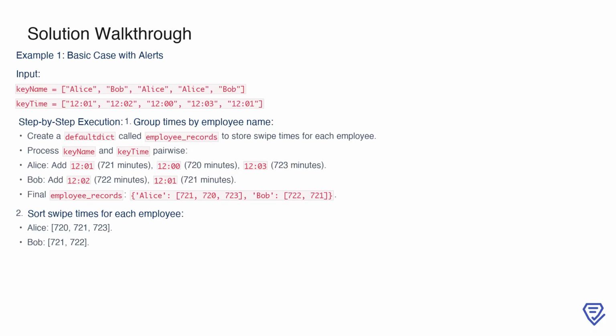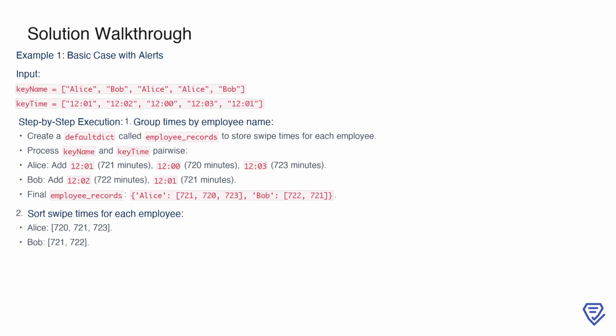To solve this problem, the first step is to group the swipe times for each employee. Here, we are given the input arrays key name and key time, which pair each employee's name with the corresponding time they used their keycard. Using a default dict of int lists, we store swipe times as minutes since midnight for each employee. For example, Alice swiped her card at 12:01, 12:00, and 12:03, which translates to 721, 720, and 723 minutes, respectively.